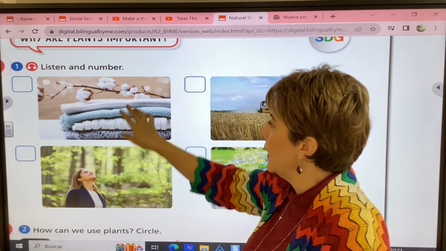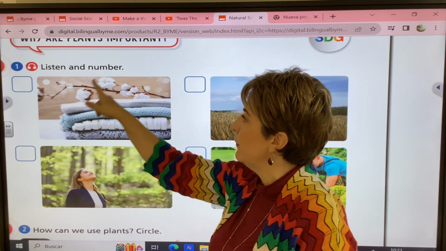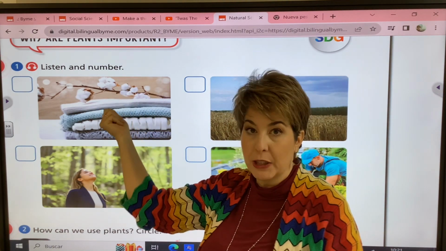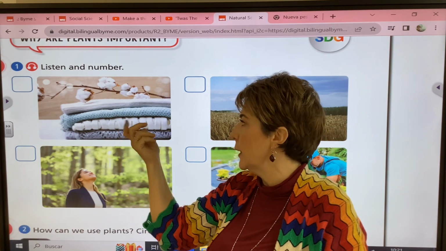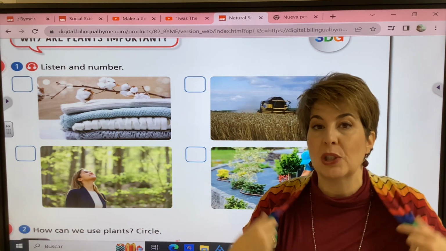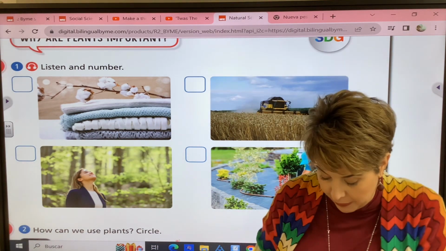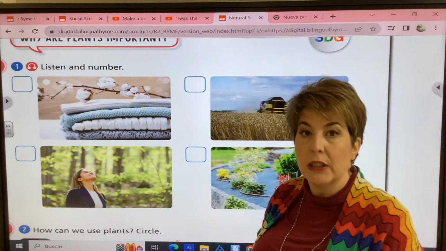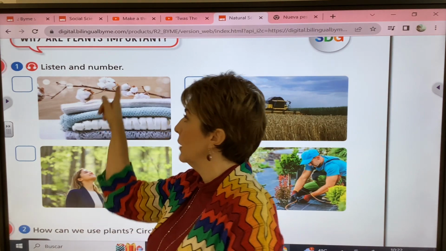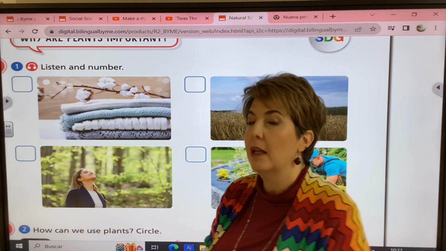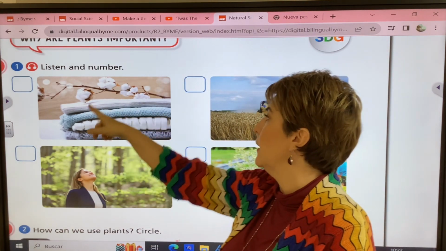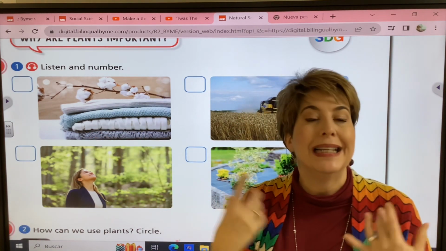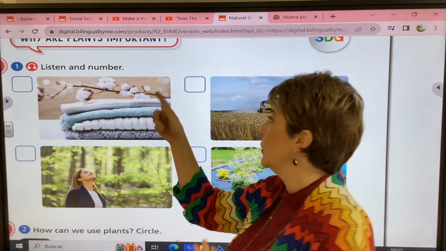Another important thing about plants is that they give fibers for making clothes. For example, this is made of wool, which comes from an animal, but my trousers are made of cotton, and cotton is a plant. Other plants that we use for clothes are linen, for example, cotton and linen.